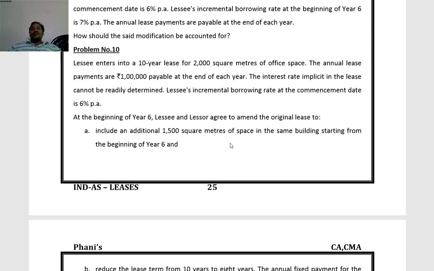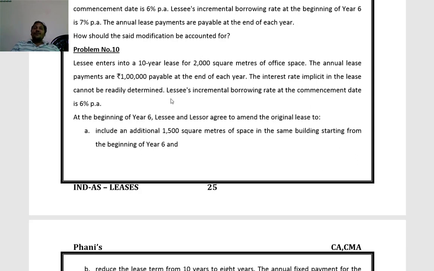Annual lease payments are 1 lakh, payable at the end of each year. The implicit rate of interest in the lease is not available, so we'll go for the incremental borrowing rate. At the commencement, the rate is 6%.